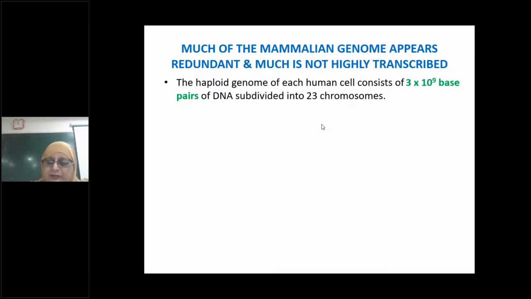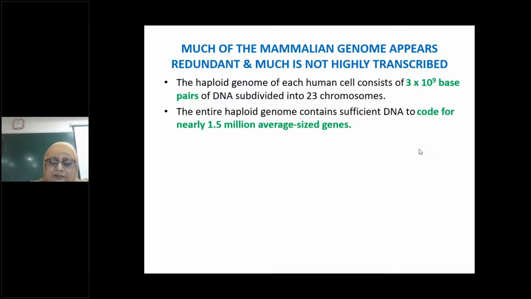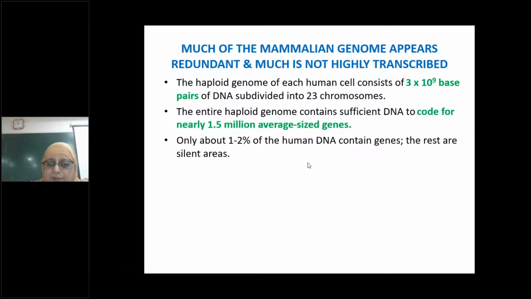The haploid genome of each human cell consists of about 3 × 10 to the power of 9 base pairs of DNA, which are subdivided into 23 chromosomes. If you take this many base pairs in the entire haploid genome, it contains sufficient DNA to code for nearly 1.5 million average size genes. But in the body, only about 1 to 2% of the human DNA contains genes. The rest are silent areas.